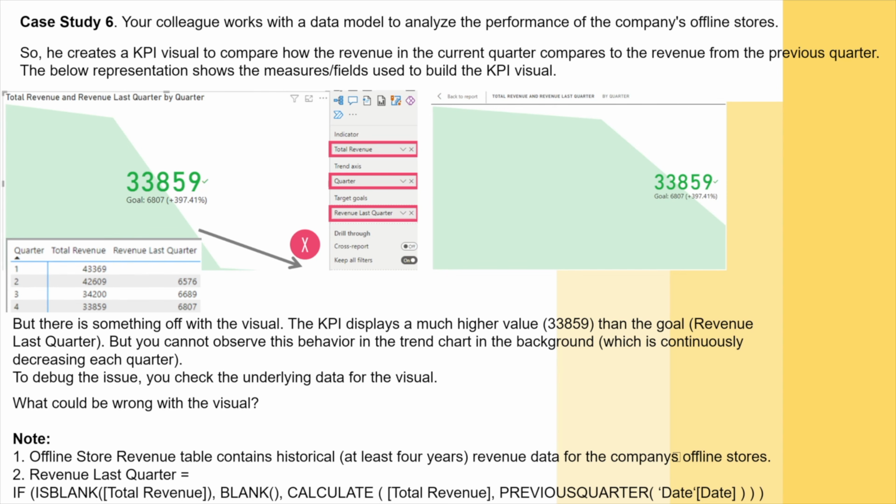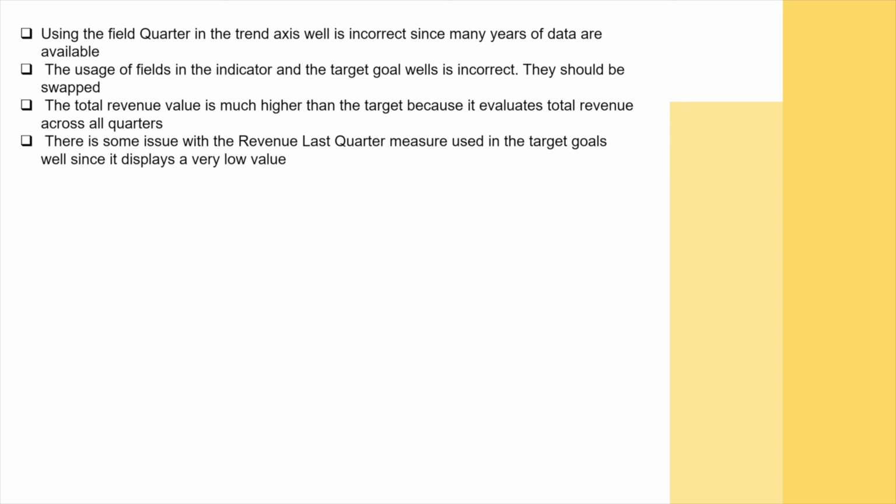Now let's move on to the second part of this case study, where you have options. The options are: using the field quarter in the trend axis is incorrect since many years of data are available. Option 2 is the usage of fields in the indicator with the target goal is incorrect. They should be swapped. The total revenue value is much higher than the target because it evaluates total revenue across all quarters. And option number 4 is there is some issue with the revenue last quarter measure used in target goals, since it displays a very low value.